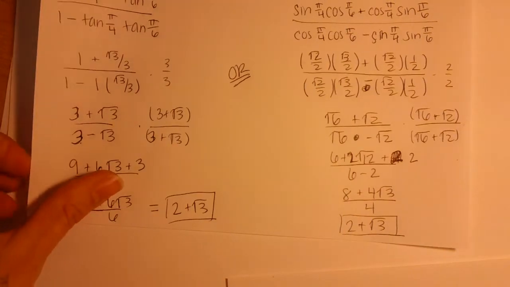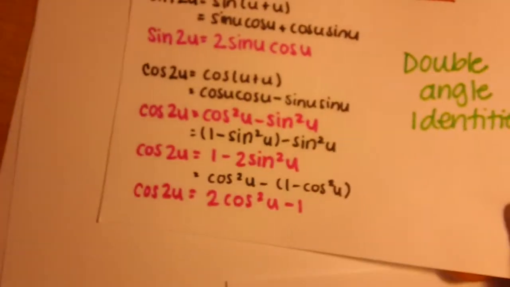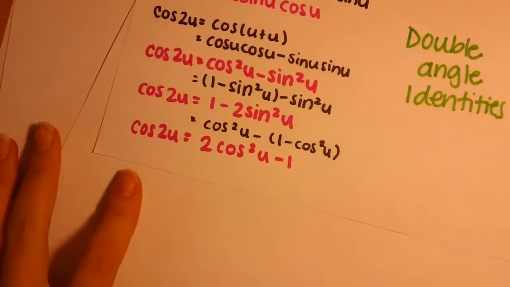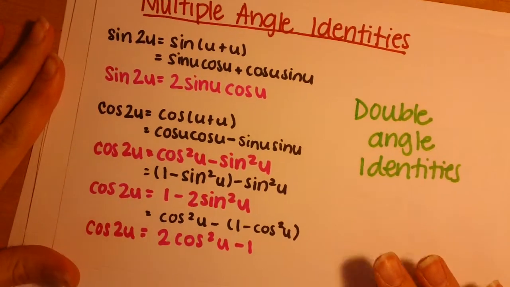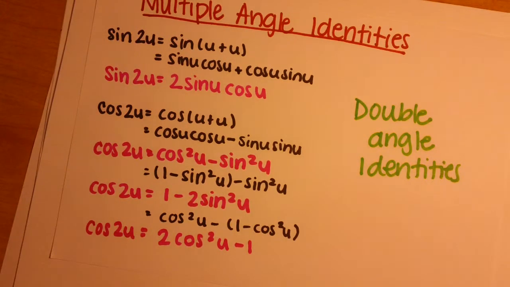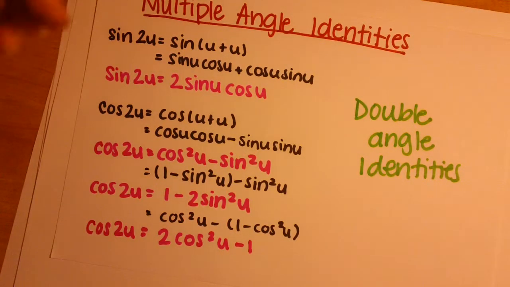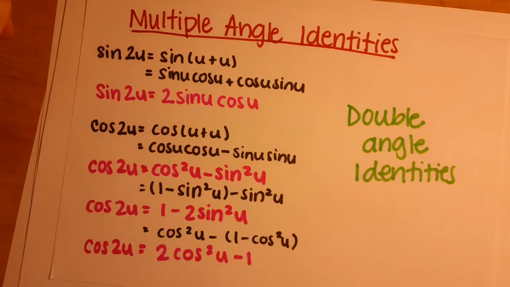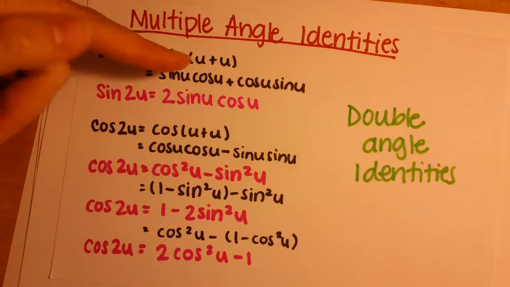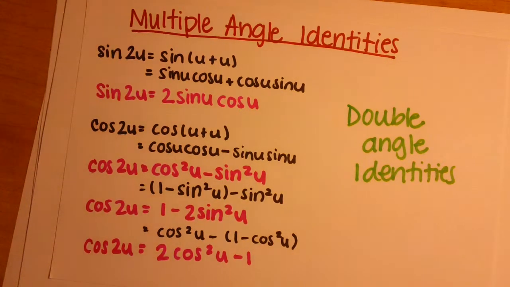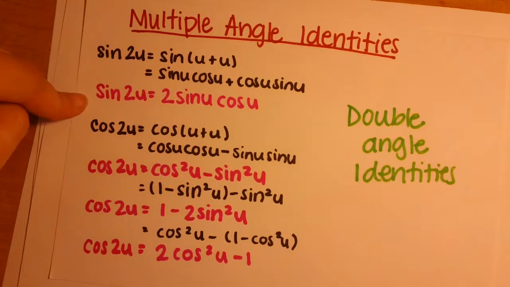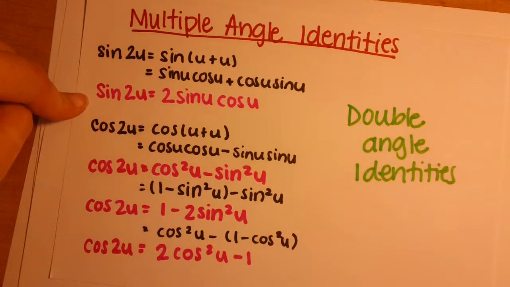Alright? So the next part of this lesson is going to be our multiple angle identities. So we're going to start with our double angle identities. We have the sine of 2u, and the multiple angle identities come from our sum and difference identities. So let's look at sine of 2u. We can rewrite it using our sum identity as the sine of u plus u. We'll have sine u cosine u plus cosine u sine u. It ends up being 2 sine u cosine u. So it's always going to work for your double angle identity. This is what you can substitute for sine.